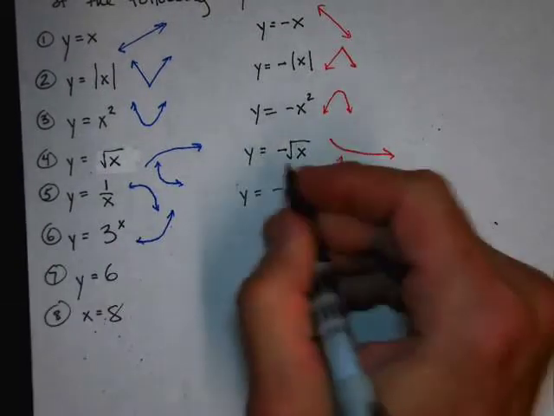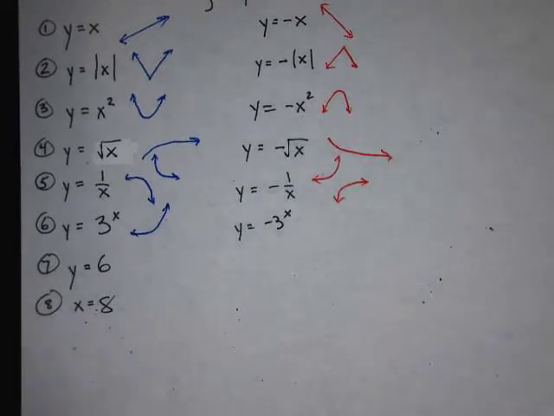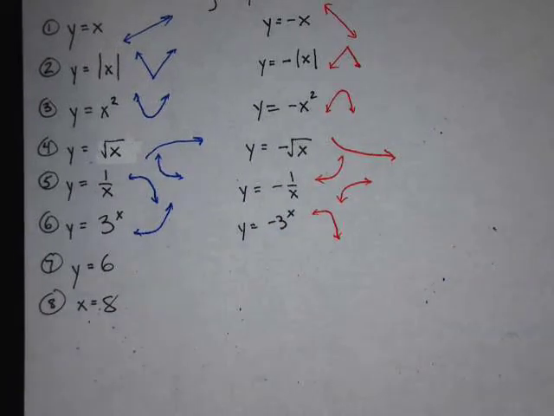Okay? So now we know what that looks like. And if that 3 was a -3, what might happen? It's going to get really low really quick. Okay? So that's what's going to happen with that. So now we know what those graphs look like.